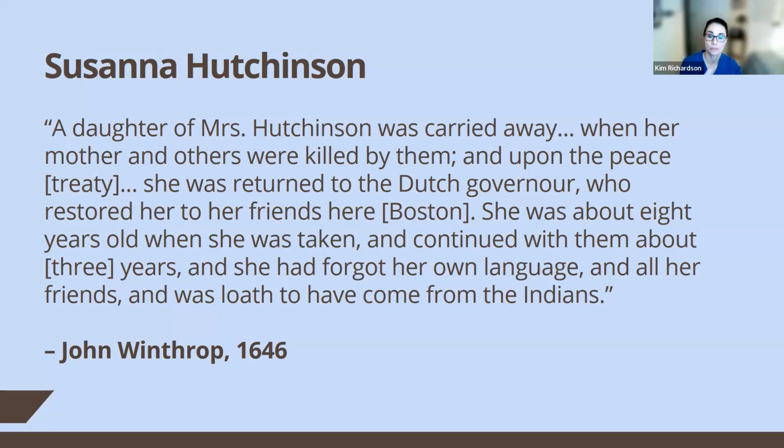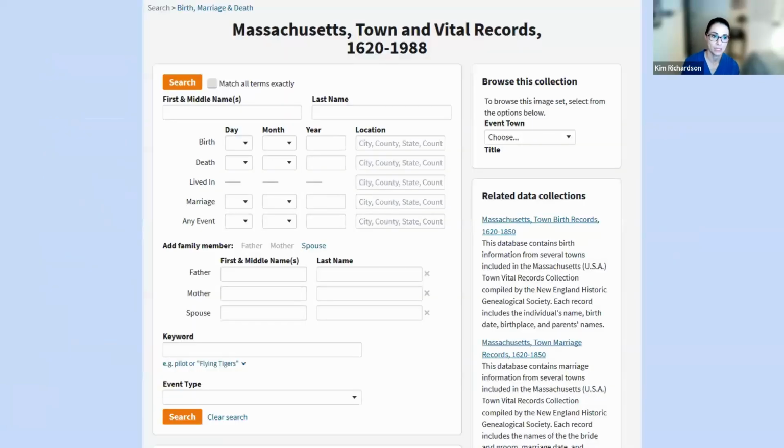And so Winthrop describes this. He says that she had been about 8 years old when she was taken, that she was returned to her family in Boston, but by that time she had forgotten her own language and she had forgotten her family, and that it was a very difficult adjustment for her to make when she came back. So, that's a huge piece of information that we get from John Winthrop's journal. Just doing that manuscript reading, being hugely informative.